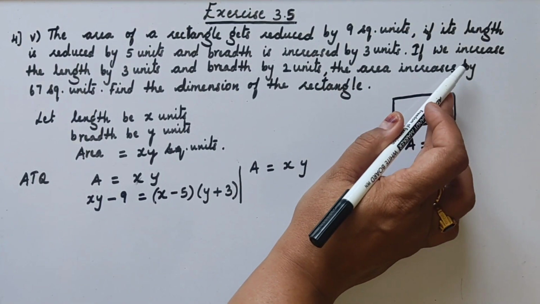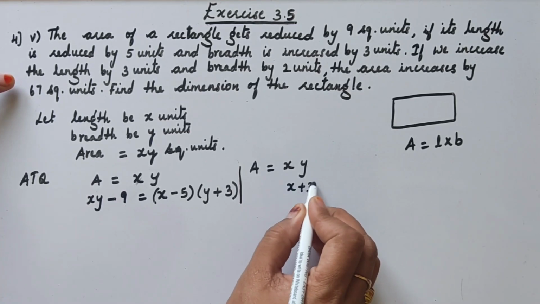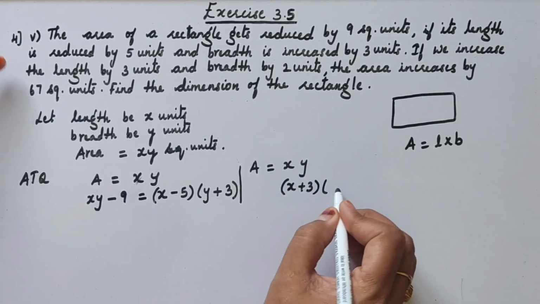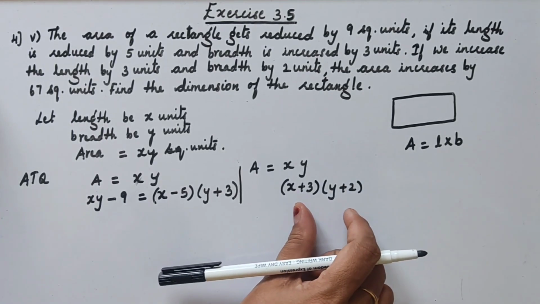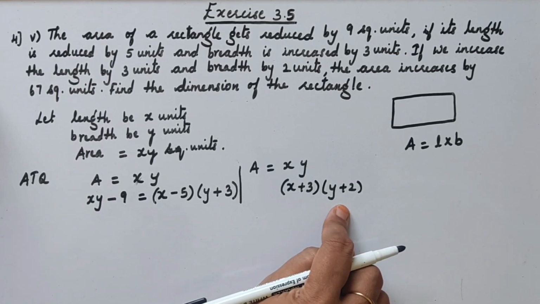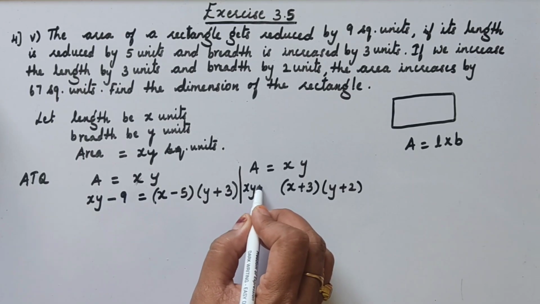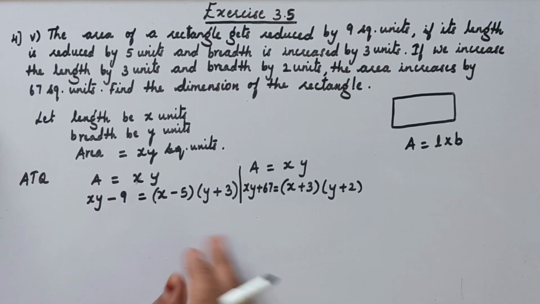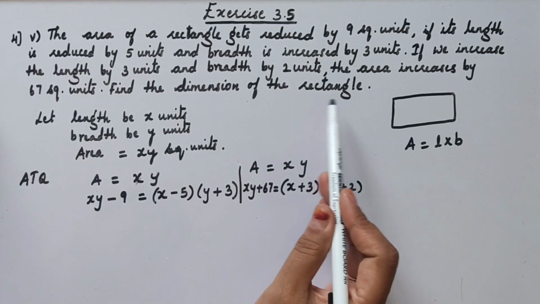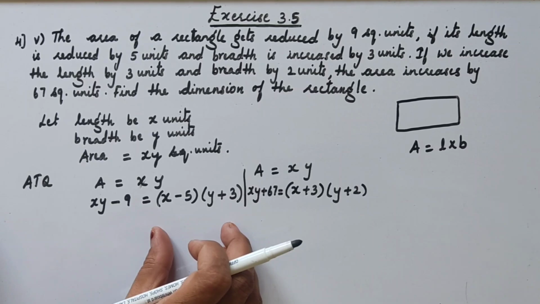If we increase the length by 3 units and breadth by 2 units, so we are going to increase both length and breadth by 3 units and 2 units, the area, which is nothing but xy, increases by 67. I hope this is clear to you all. So we need to find out the dimensions of the rectangle, that is, length and breadth, students. Let me open the brackets here.